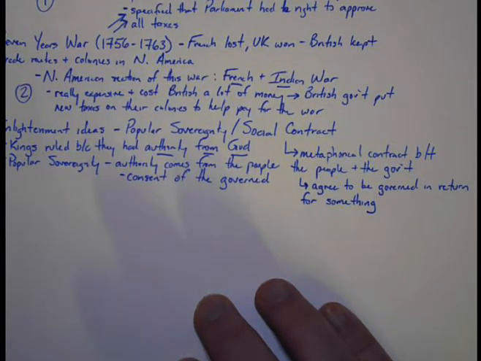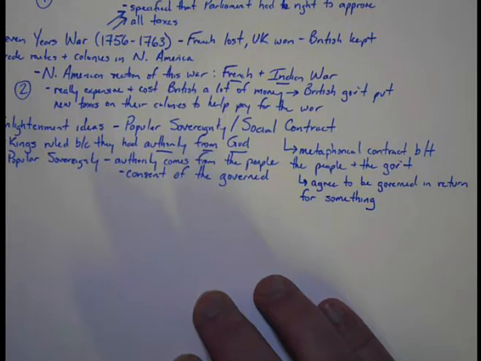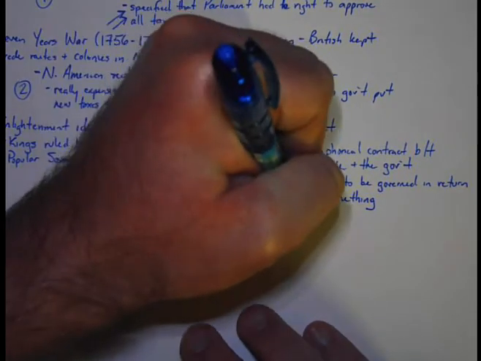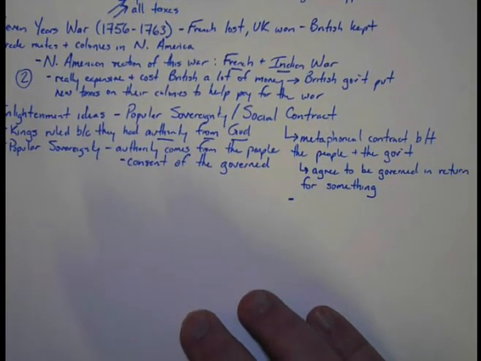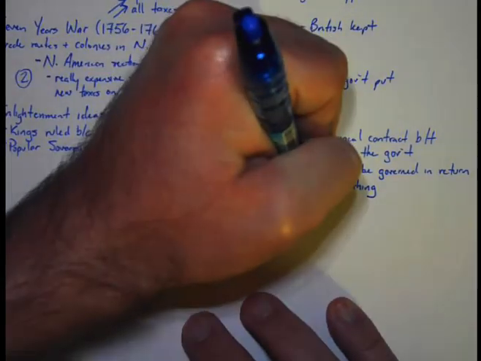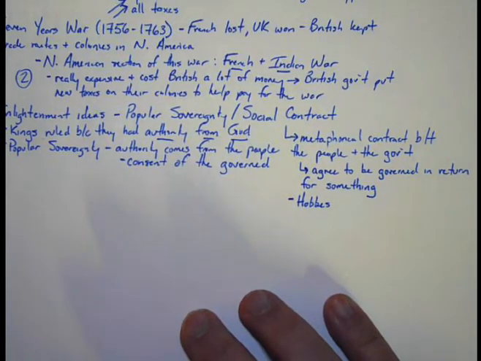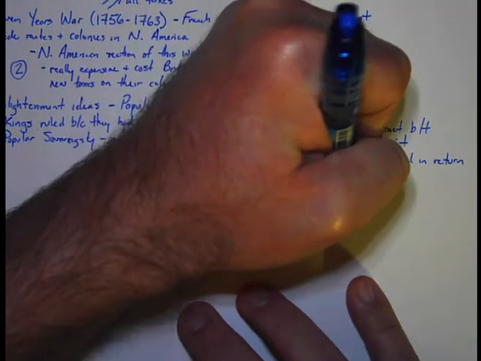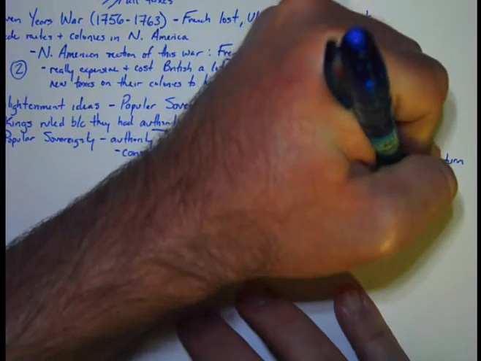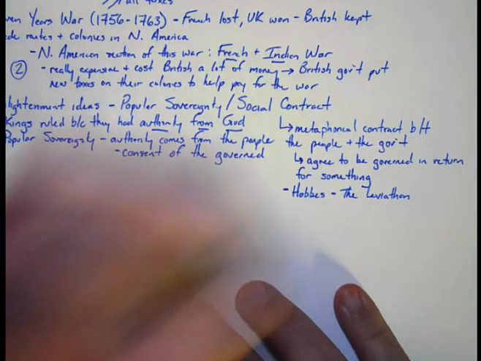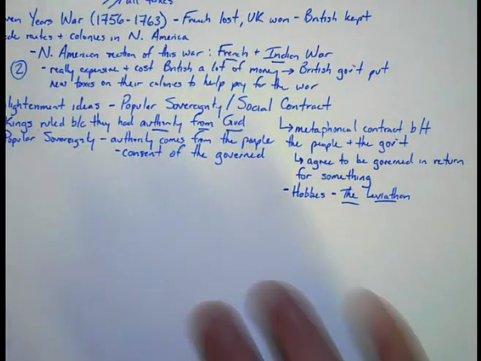Now, there are three types of social contract ideas, and I'm going to briefly mention the three different types because each one of them is going to be kind of important for understanding what's going to happen in all of these different revolutions we're going to look at. So, the first guy, his name is Thomas Hobbes, and he wrote a very famous book called The Leviathan.